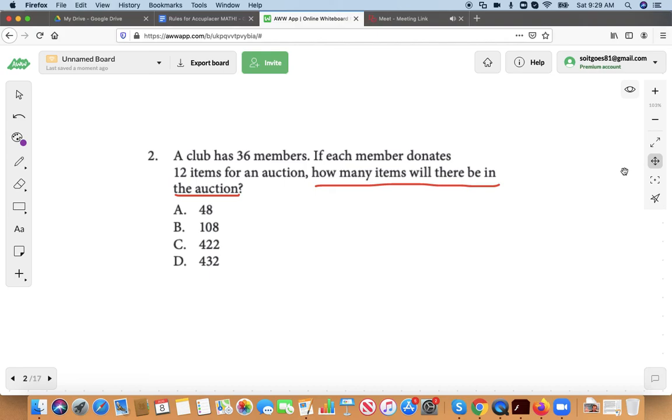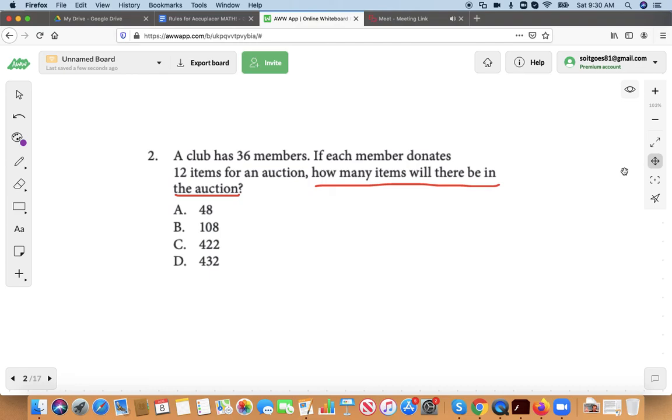Each member in this club is donating 12 items for the auction. Do you understand what that means? Yes. And we've got 36 members. That's a lot of members, right? Are we going to have a lot of items or just a few? A lot. Already, I want to eliminate a couple of answer choices. What would you eliminate if you could?